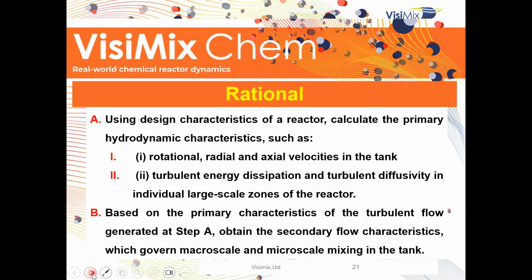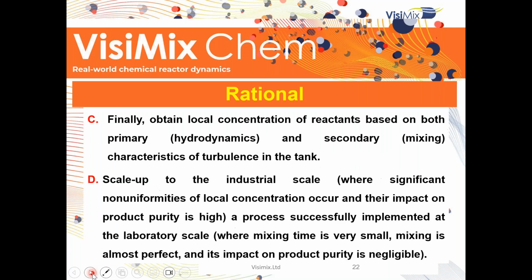So the rationale of the way to calculate is using the design characteristics of the reactor, calculate the primary hydrodynamics characteristics such as rotational, radial and axial velocity, turbulent energy dissipation, and turbulent diffusivity for different kinds of zones in the tank based on the primary characterization of the turbulent flow generated by step one. Only feed that and click enter to generate the result that we know before. Obtain the secondary flow characteristic covered by the macro and micro mixing in the tank.